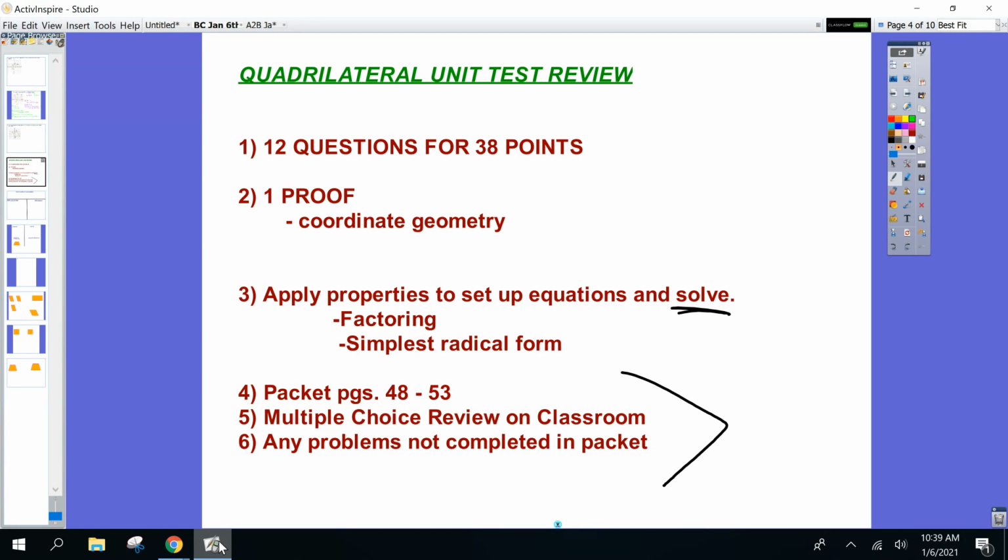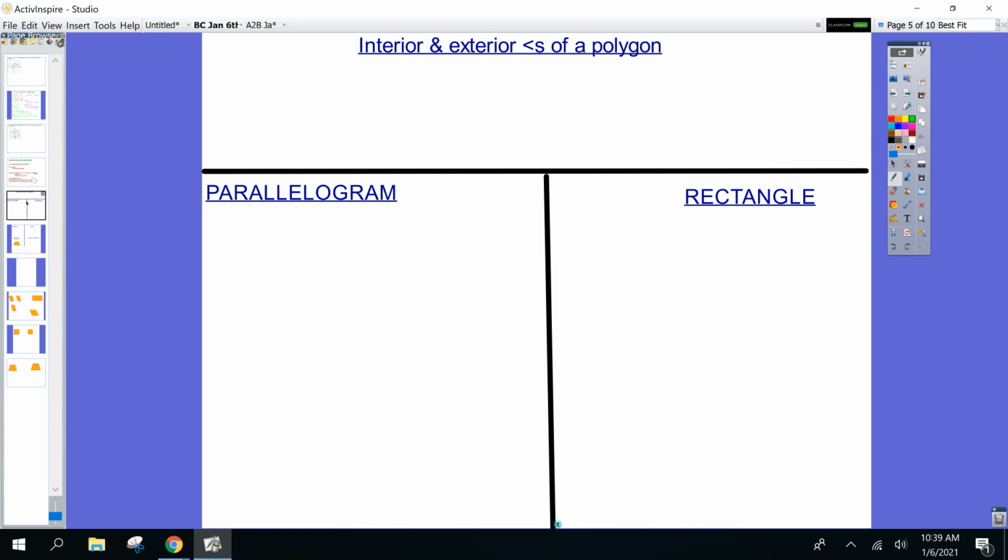Go over all the properties and then set up scenarios where, what if I asked you to prove this figure? How would you do it? What formulas do you need? And then I'm done. All right? So let's get this started.